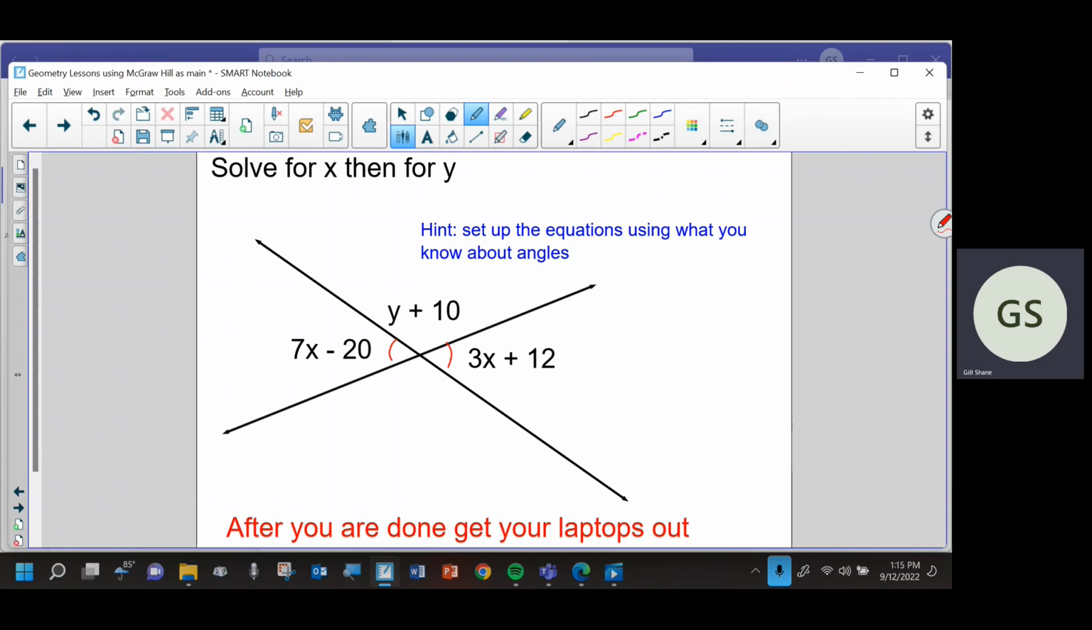How do we measure an angle? What's it measured in? Degrees, right? It's measured in degrees. So if I took a protractor and measured this angle right here, and then I took a protractor and measured that angle, it will be the same number of degrees.